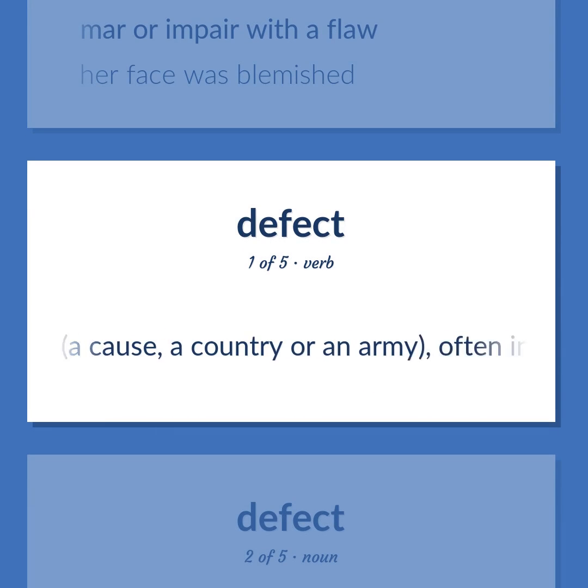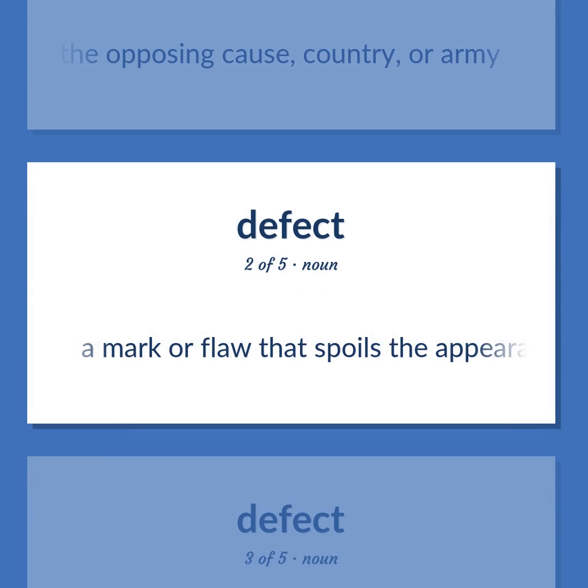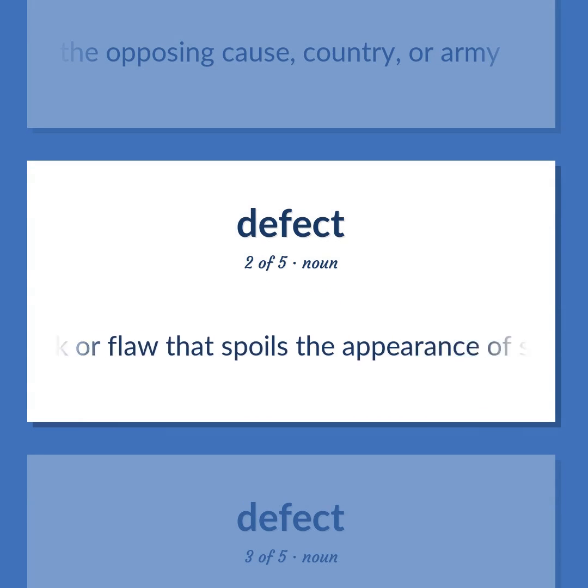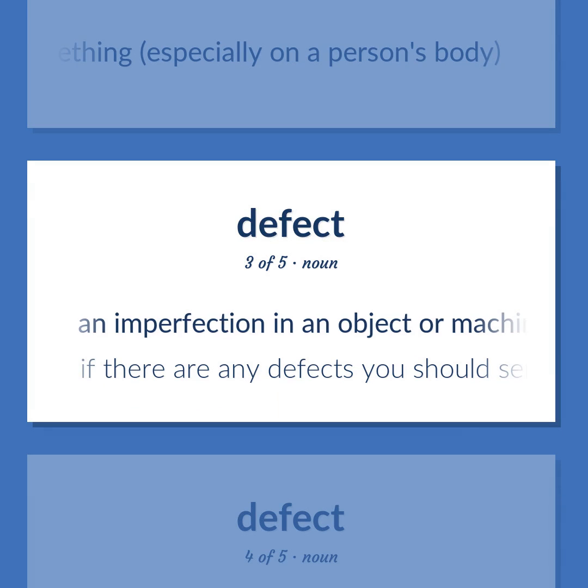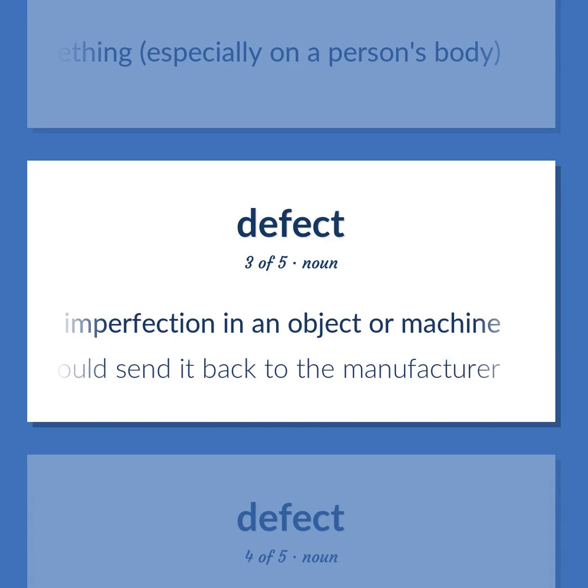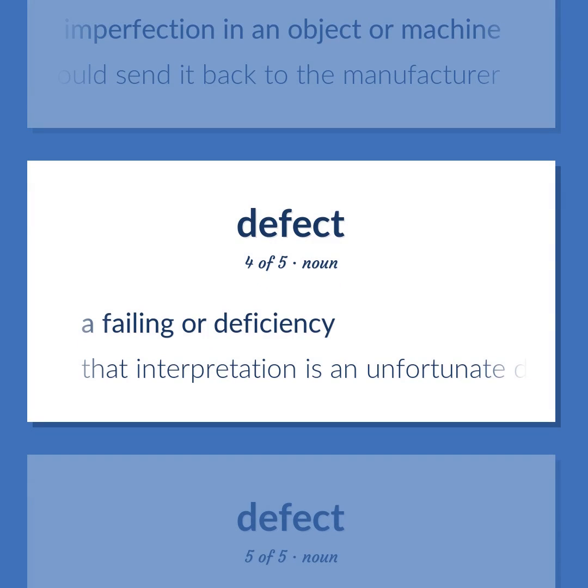Desert. A cause, a country or an army, often in order to join the opposing cause, country, or army. A mark or flaw that spoils the appearance of something, especially on a person's body. An imperfection in an object or machine. If there are any defects, you should send it back to the manufacturer. A failing or deficiency. That interpretation is an unfortunate defect of our lack of information.